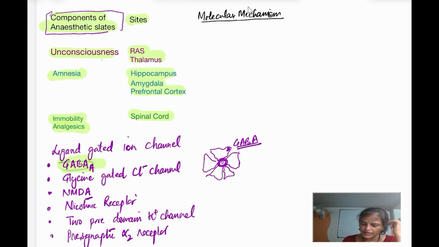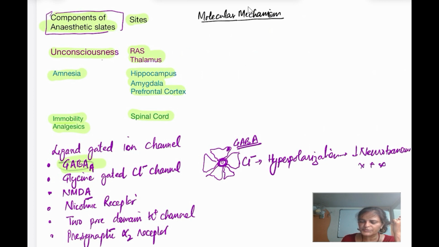एक बार आपका chloride ion अगर अंदर चला गया, then what will happen? Chloride ion अगर movement होगी, then that leads to the hyperpolarization of the neuron. So hyperpolarization of the neuron होगी, then this is going to decrease the neurotransmission, and ultimately there will be no neurotransmission. That is what we want. Okay? So GABA A, that is the most important one ion channel which participates in the action of the general anesthetic.